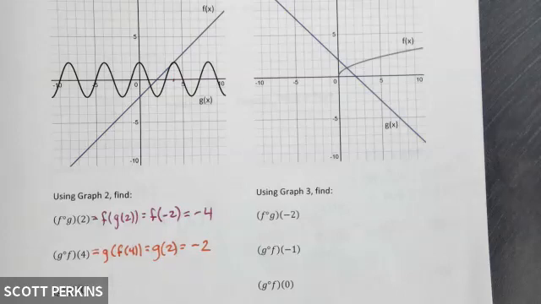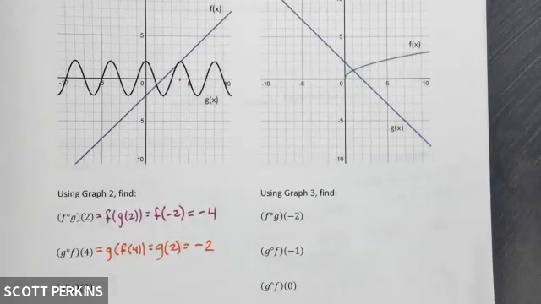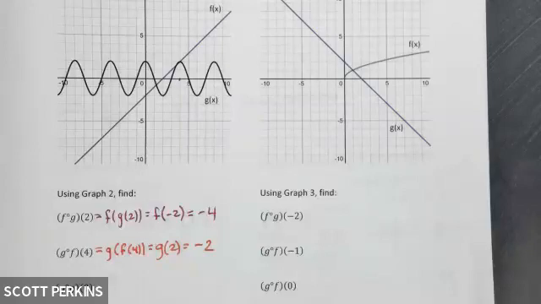All right, well then the last one. The purpose of this last example is to show you that the functions don't necessarily need to be different in order to compose them. So do g composed with g of 0.